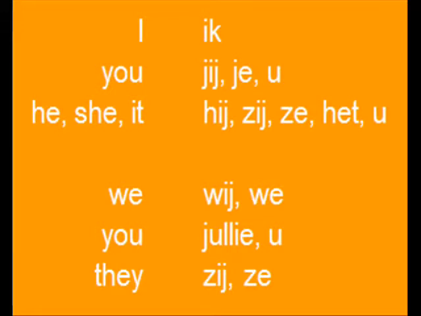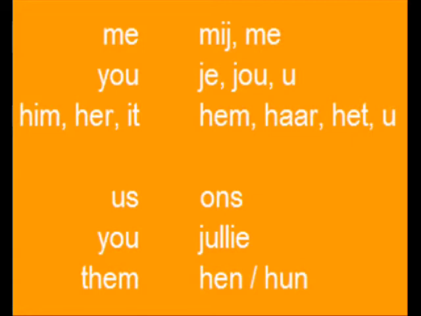We can be translated as wij, we. You can be translated as jullie, u. They can be translated as zij, ze. Now let's take a look at the object forms. Me can be translated as mij, me. You can be translated as je, jou, u. Him, her, it can be translated as hem, haar, het, u.